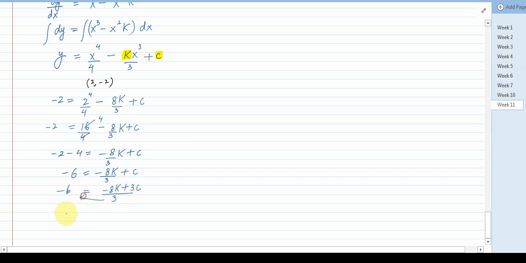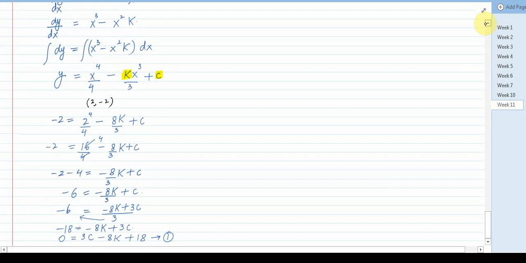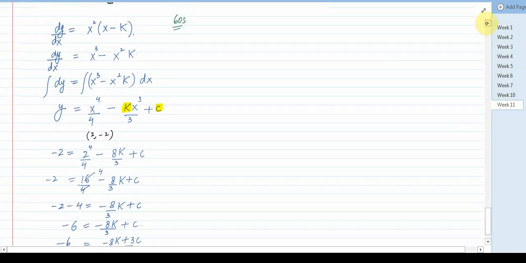When you shift it, it's minus 18 equals minus 8k plus 3c. Alright, so if I further arrange my equation, I can say that 3c minus 8k plus 18 equals 0. That is my first equation, which I made from the point 2 and minus 2. So like this, I used the point 2 and minus 2.